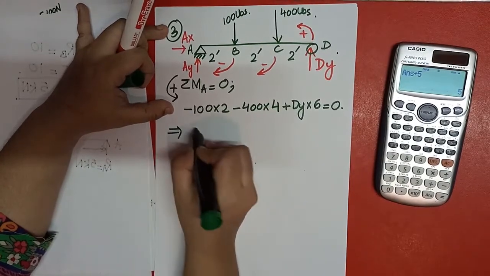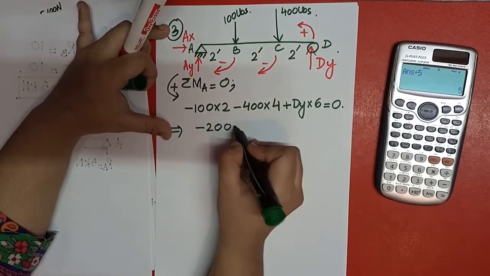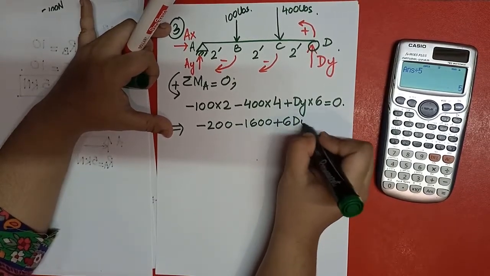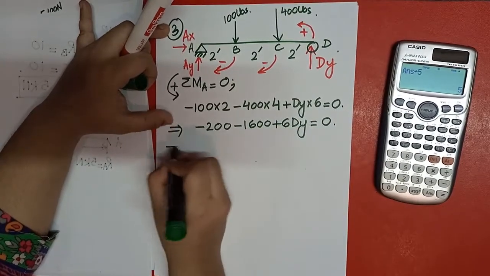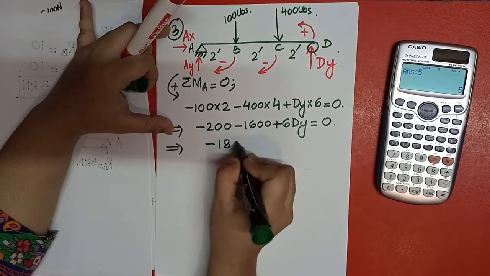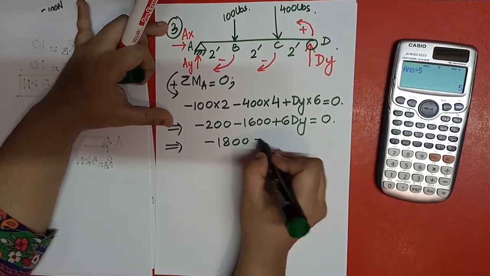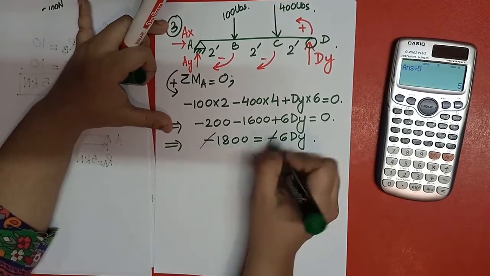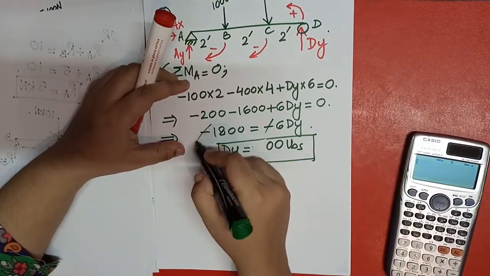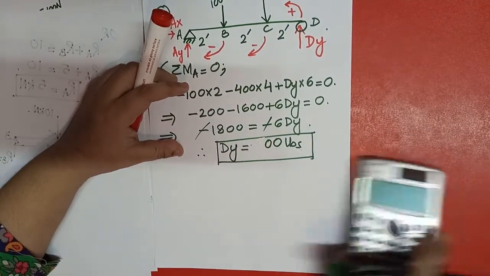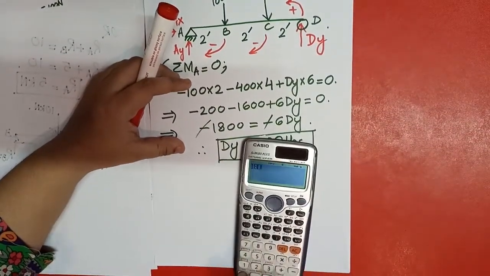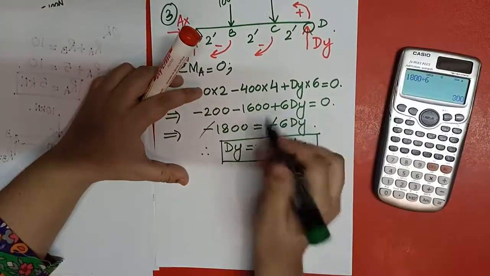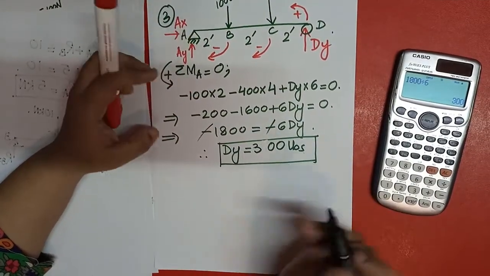So for example, I have to solve it. Minus 200, then 400 times 4 is 1600, and this is 6 DY. Now I have to sum up. It is minus 1800 plus 6 DY equals 0. The negatives cancel, and I have to do 1800 divided by 6, so the answer comes out to be 300 pounds. So DY is 300 pounds.